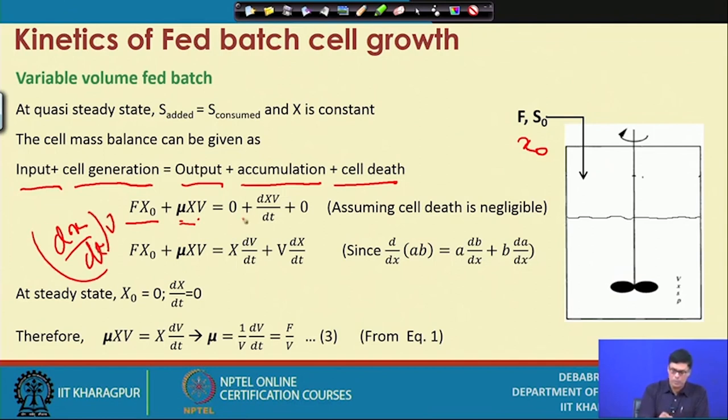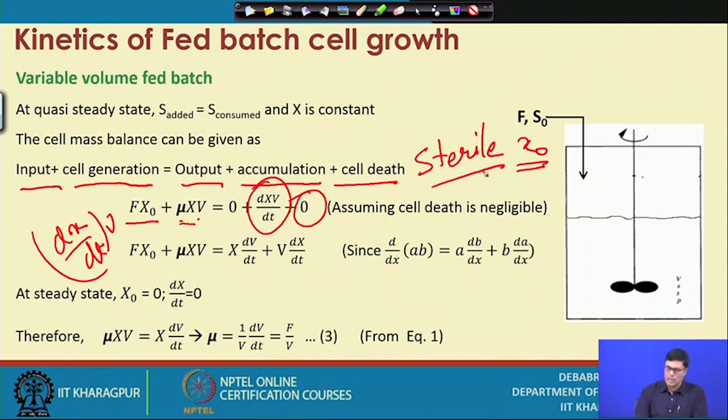The output will be 0, there is no output in the fed batch reactor, and the rate of accumulation, everything is accumulated in the system. Cell accumulation can be expressed like this, and we can assume that there is no cell death in the system. Then we can assume x0 equals 0 when we have a sterile feed. If we have a sterile feed, then no cells are present in the media.